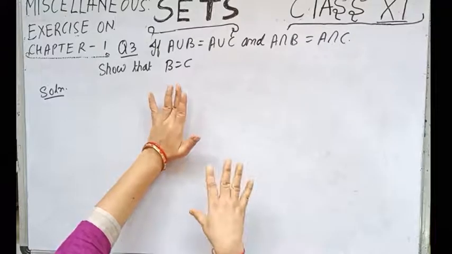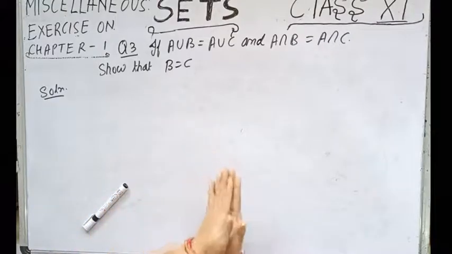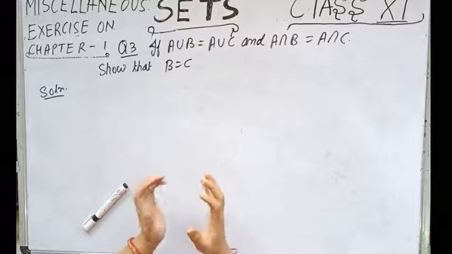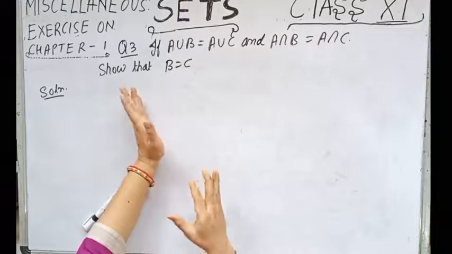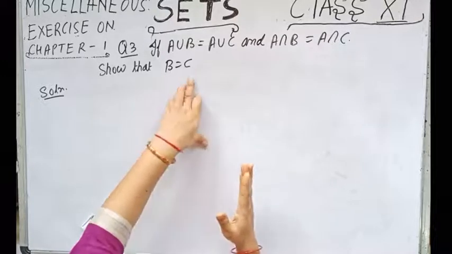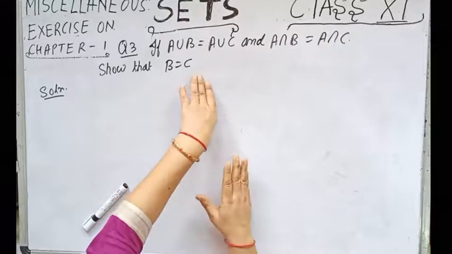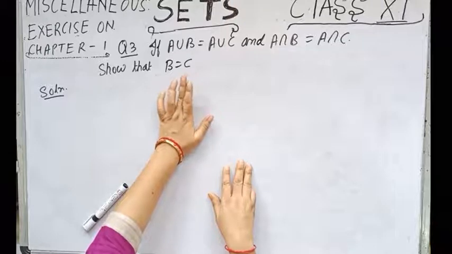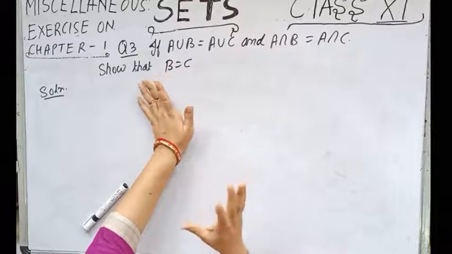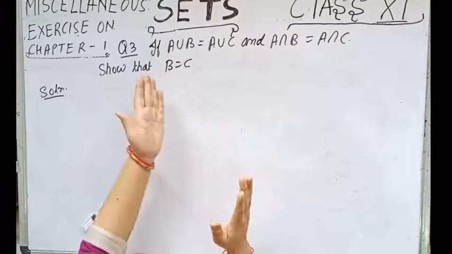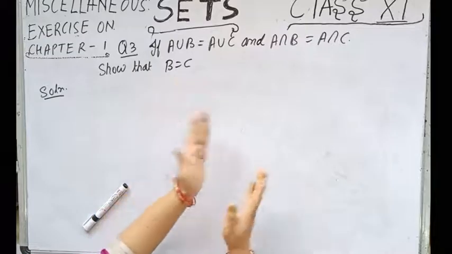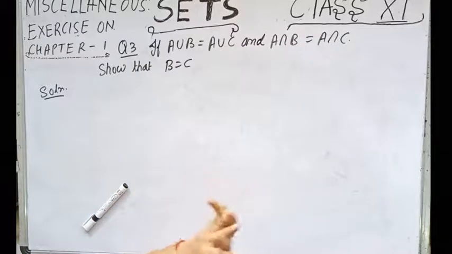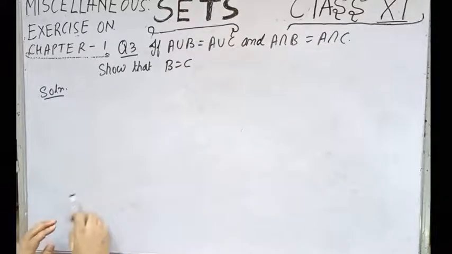Children, in most of the sums of the sets, wherever there is a proving part, we suppose an element in the first set and prove that that element also belongs to the other set which we have to prove equal. Conversely, we will suppose an element in the second set and prove that it also belongs to the first set, and hence B is a subset of C, C is a subset of B, and hence we have proved B equals C. So let us start the proof.